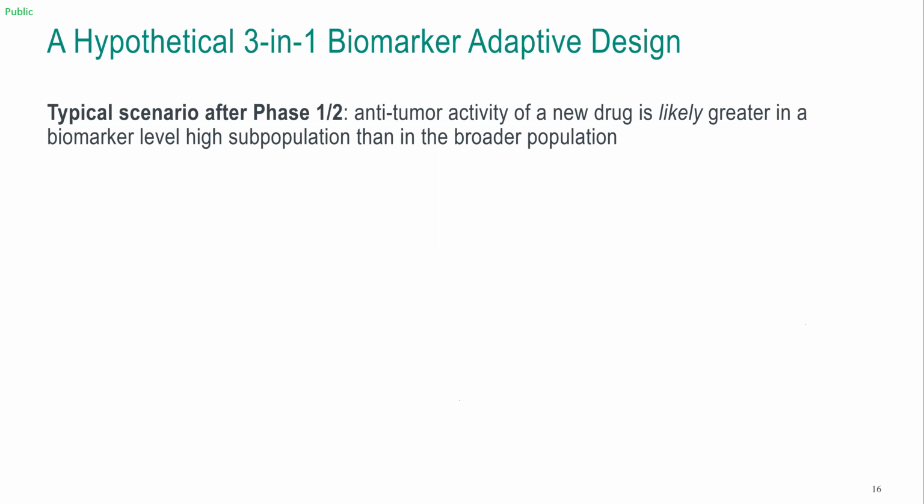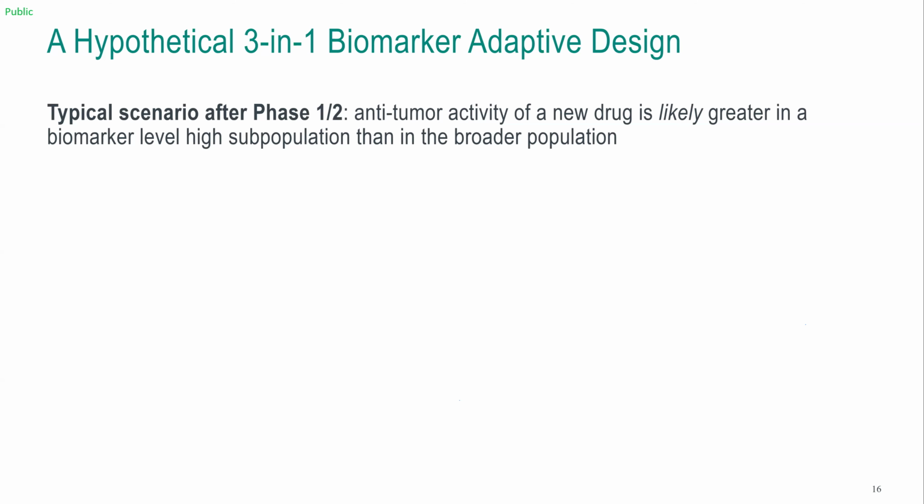Now let's talk about another hypothetical 3-in-1 adaptive design. In this case, it's with respect to biomarker adaptation. As I mentioned earlier, as a typical scenario after phase 1-2, even though you have some glimpse of hope for the drug in terms of its overall activity, sometimes it's just so ambiguous as to whether the drug is likely working better in the biomarker positive population.